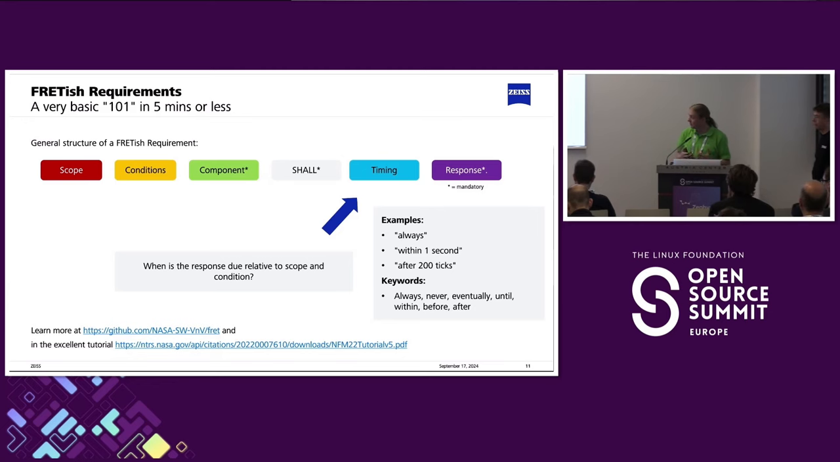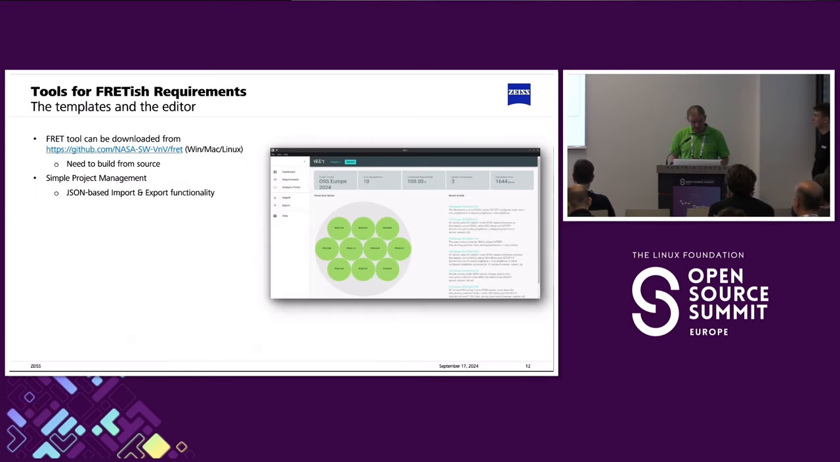Or it has to universally hold, like always, or it must never happen. So these are all timing-related requirements. So that is the general structure of a FRETish requirement, and that is all the theory I want to torture you with today. I want to actually then go to a real example.